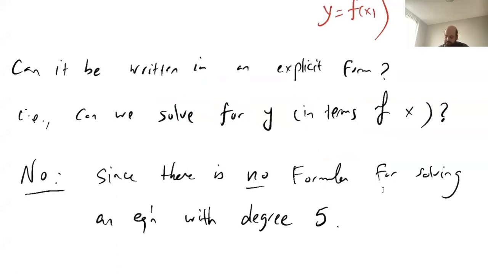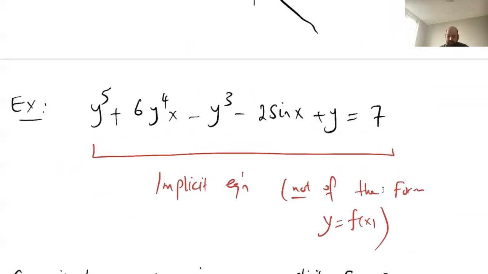Okay, and since there's no formula for solving an equation with degree 5, we cannot write it in an explicit form. And again, if you want to graph this equation, you can just use a software. Of course, we cannot solve for y, and we cannot sketch the graph either. If you want to sketch the graph, just use a software to see how the graph looks in the XY plane.